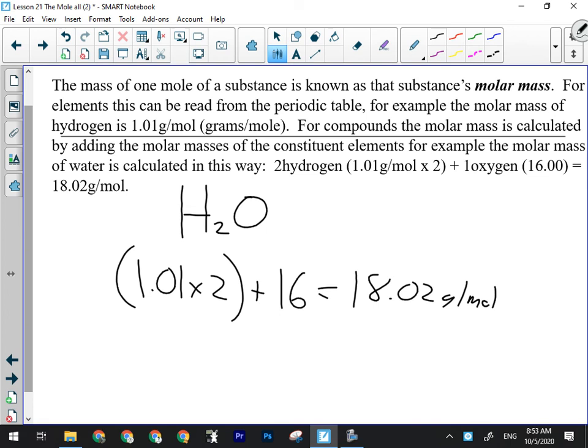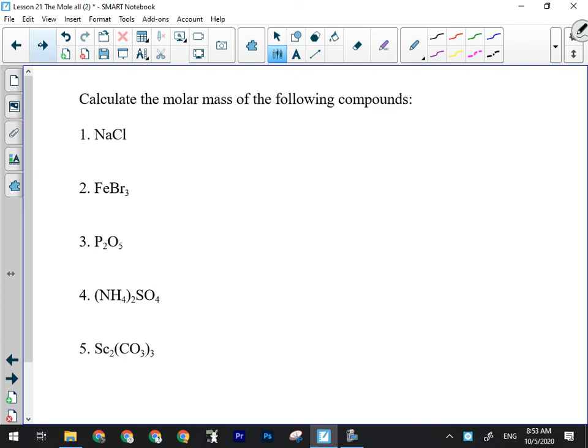All right, let's have you guys try these ones here. See if you can calculate the molar mass of these 5 materials. I'm going to give you a couple minutes and we'll go through it together. Remember all you're doing is taking the molar mass of each part and adding it together. Keeping in mind that sometimes you might have to multiply that by something if there's small subscript numbers.